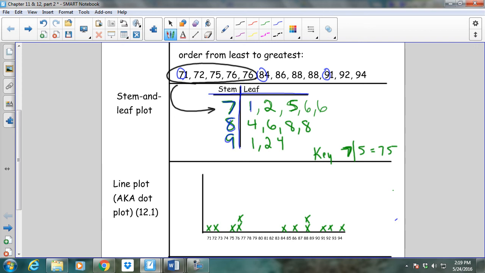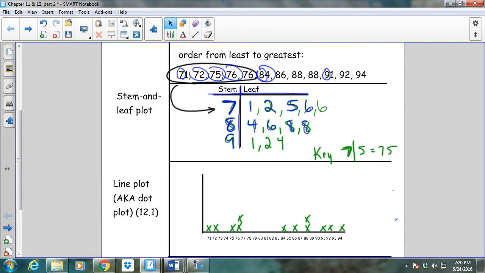So 7 and 1, 7 tens plus 1 is 71. And then you've got 72 right here. Then 75 right here. And then 76 right here. You get it? And the next line would be the 80s. So 84 is right here. 86, 88, and 88, and the same thing for the 90s.